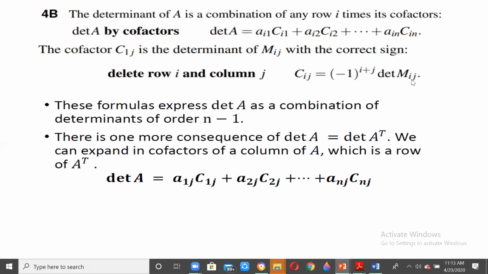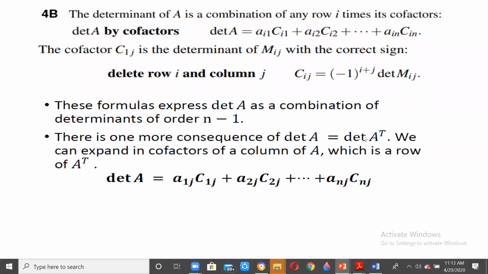If we add these two, then if it is odd, then you'll have a minus term here. If it is even, then you'll have a plus term here. So that's why we have written minus 1 to the power I plus j. So these formulas express the determinant A as a combination of the determinants of order n minus 1. There is also one more consequence of this, and that is determinant of A will be equal to the determinant of A transpose. This is very much true. Determinant of A will be equal to determinant of A transpose.